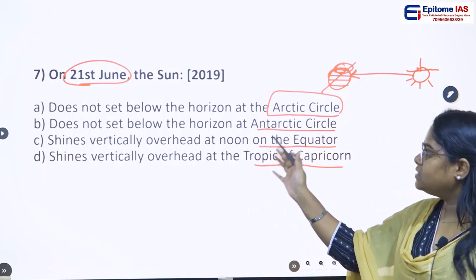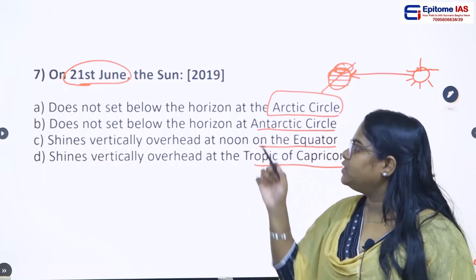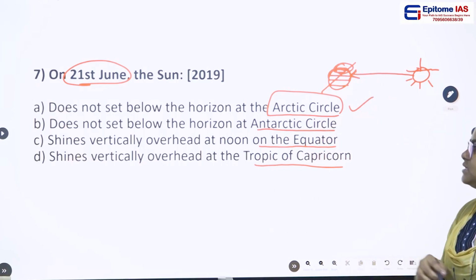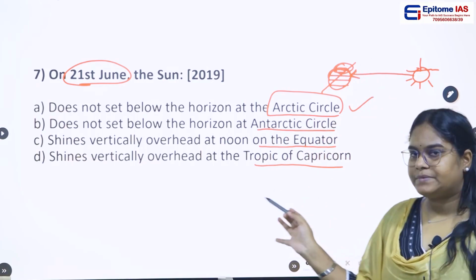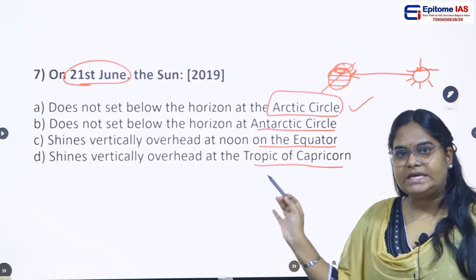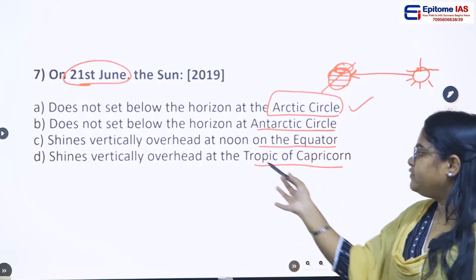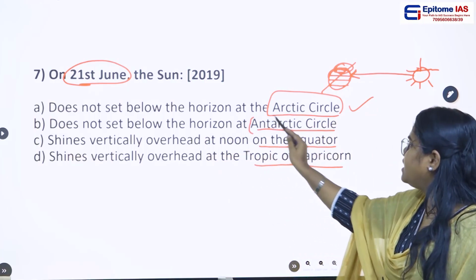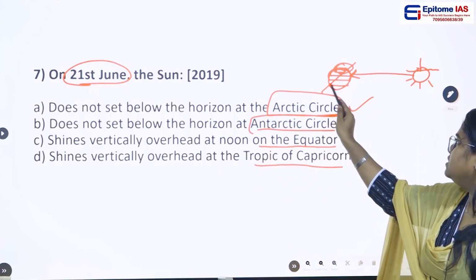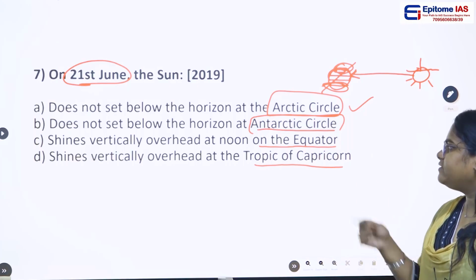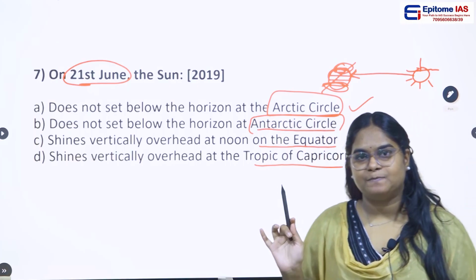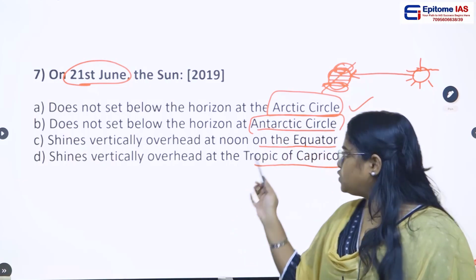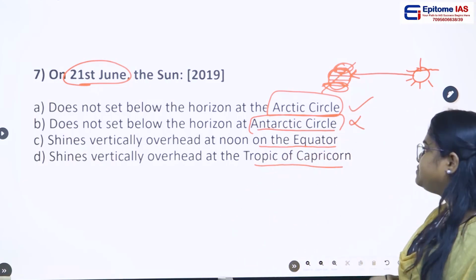So they are saying the sun will not set below the horizon. So this statement is correct. Yes, in the Arctic Circle, there is no sunset because it is complete day. There is no night. If you see option B, it does not set below the horizon at the Antarctic Circle. If you see around the Antarctic Circle, what will happen? It is complete night. The sun is already set there for 6 months. So this option is wrong.